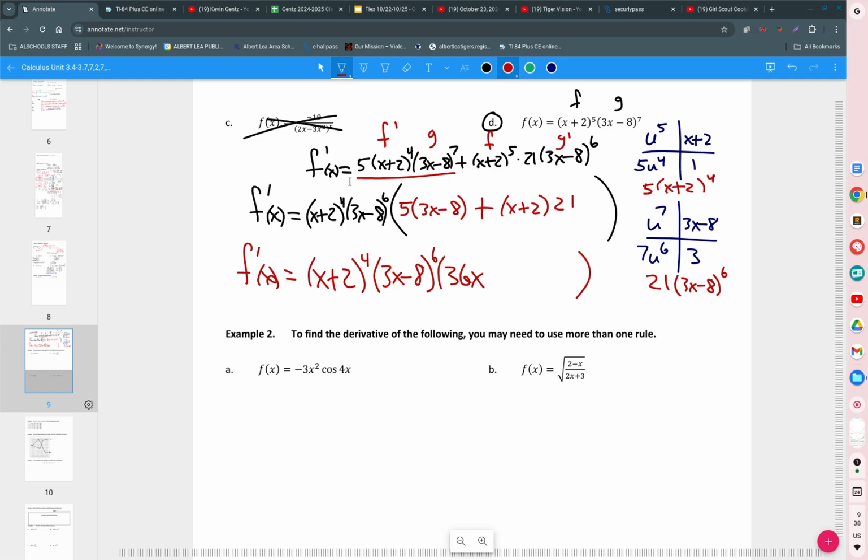And then 5 times negative 8 is negative 40. 2 times 21 is 42. So you get 42 and negative 40, which makes 2.